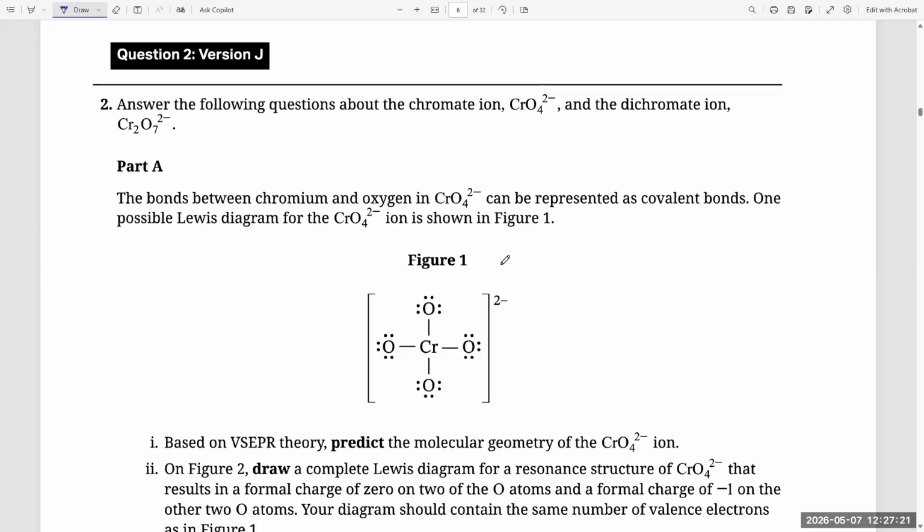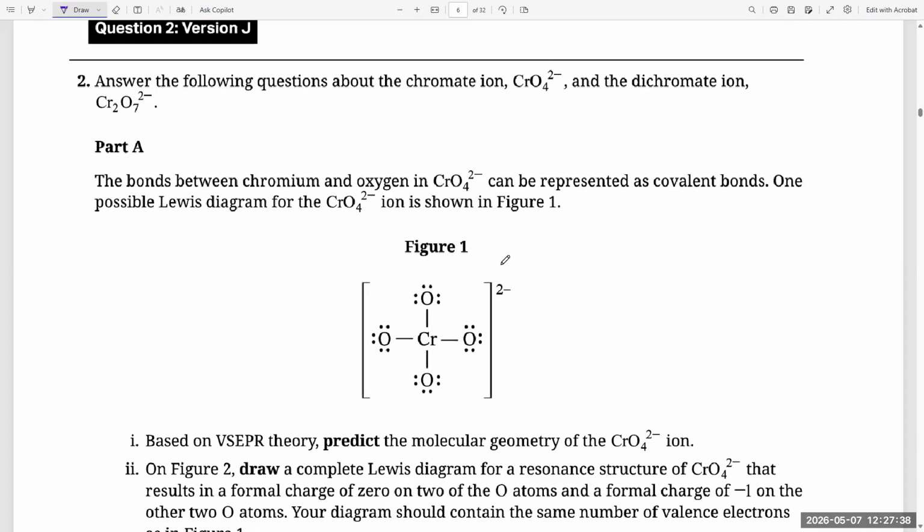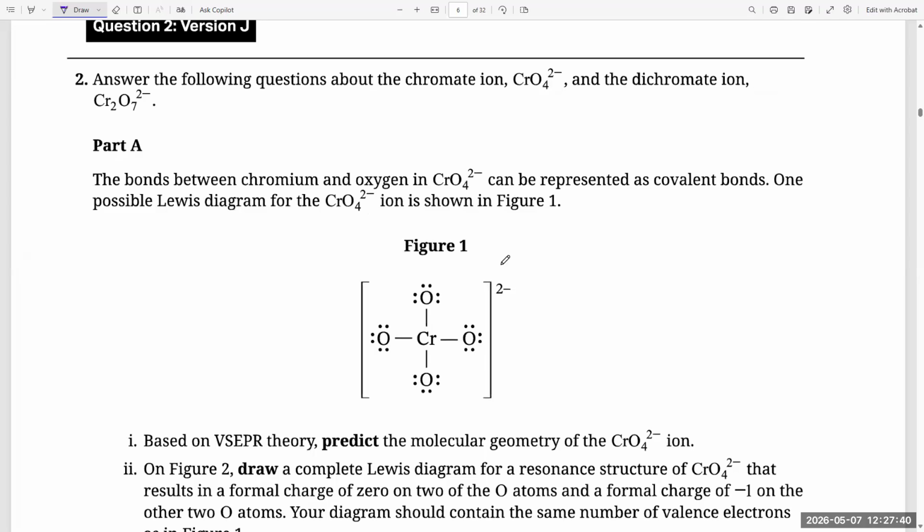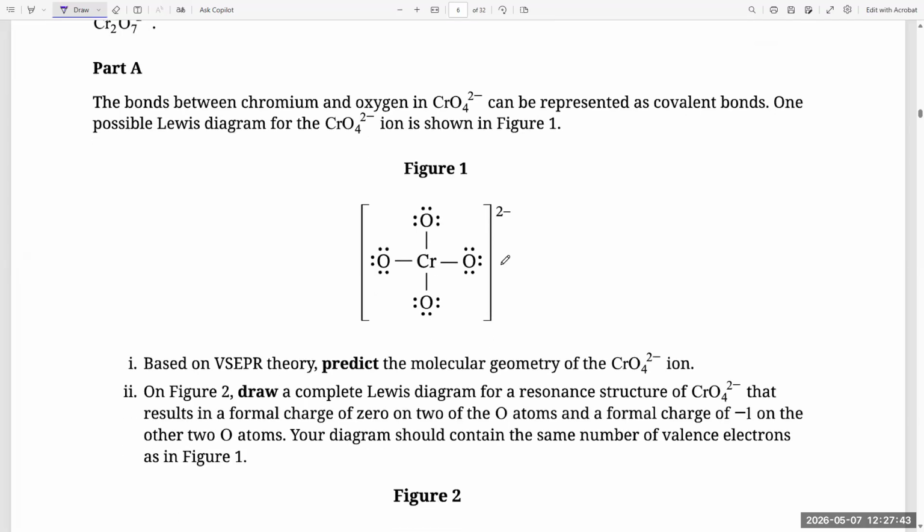Part A, the bonds between chromium and oxygen in chromate can be represented as covalent bonds. No kidding. One possible Lewis diagram for a chromate ion is shown in figure 1. Based on VSEPR theory, predict the molecular geometry of the chromate ion. Wow, are they easy this year? So what is it? Well, guys, it's four bonding domains about a central atom, and on top of that, it's four identical species, which means it's a perfect tetrahedral. So it's tetrahedral.